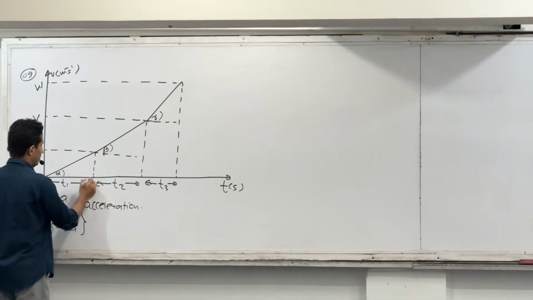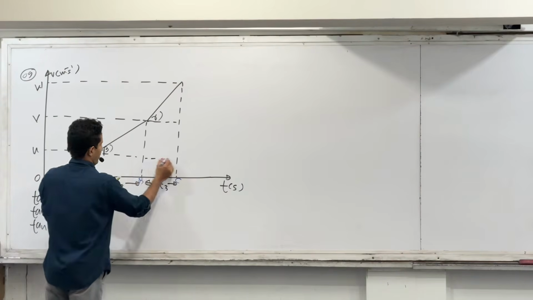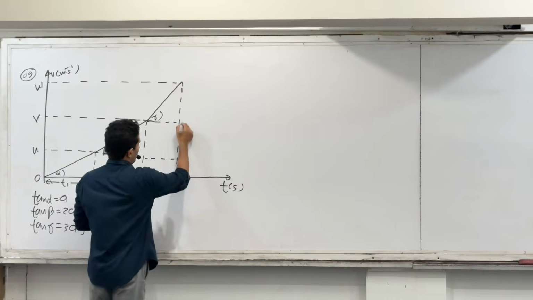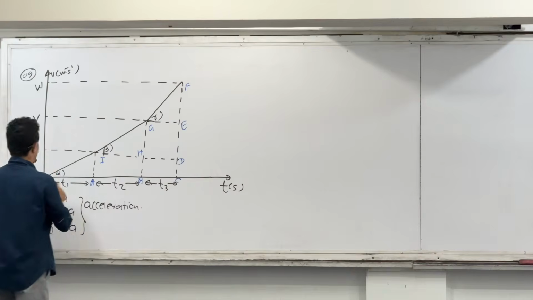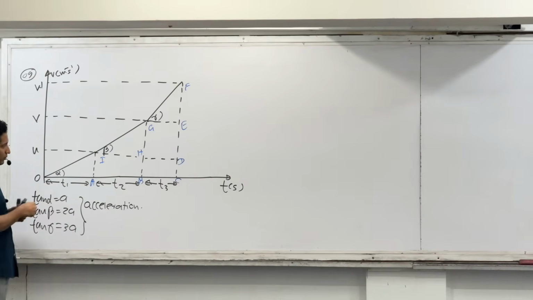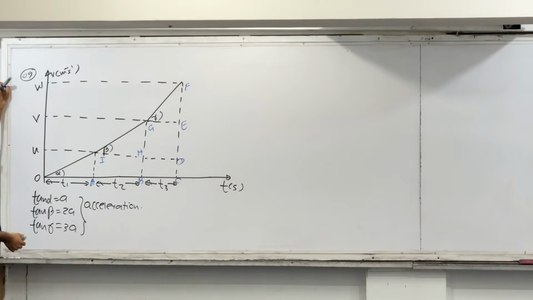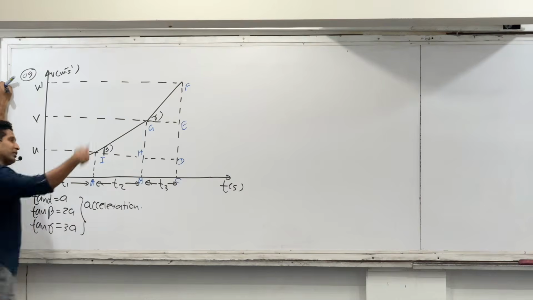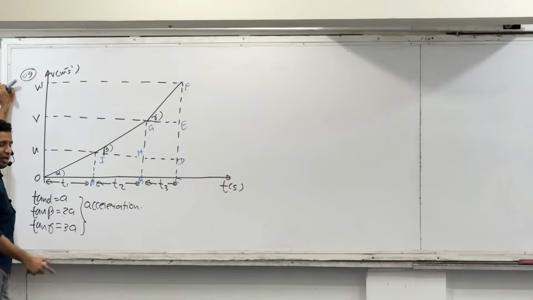O A B C D E F G H I. Take it this way. T1, T2, T3. Now in the first time T1 it goes with constant acceleration of a and covers a distance of L. Then it goes with constant acceleration of 2a and covers a distance of 2L, and it goes with constant acceleration of 3a and covers a distance of 3L.